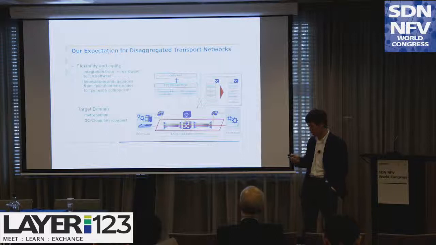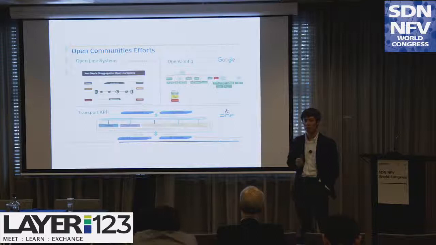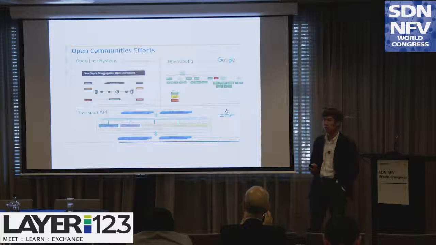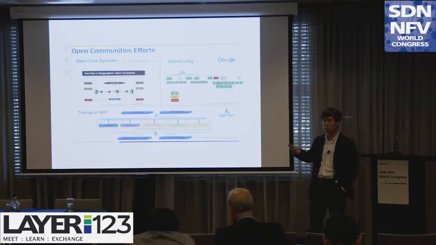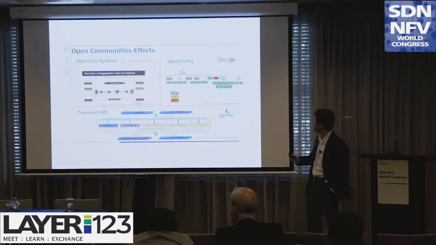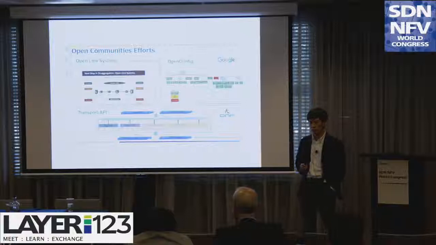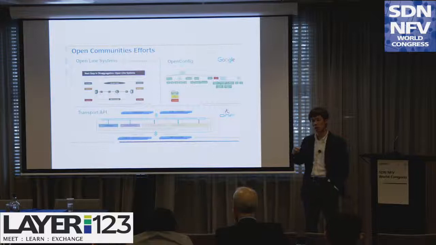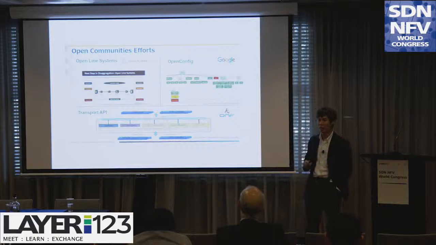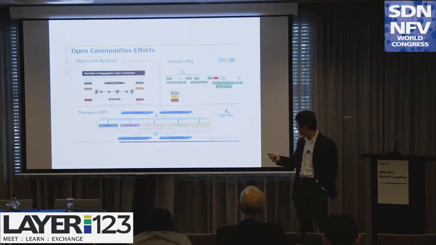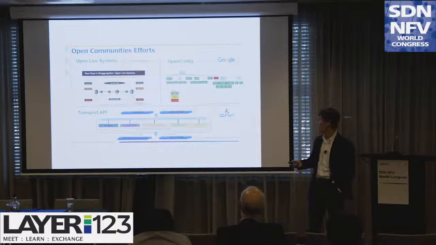We have already seen lots of effort in different open source communities. This is just an example of the whole picture. We have an open line system, which is defined in the Telecom Infra Project, TIP. I think we probably already have some talks in this conference about TIP. Also the OpenConfig activities, led by Google. They use these interfaces to control layer one devices, layer two devices, and layer three devices. And last but not least is the Transport API, which we call TAPI. This is mainly led by ONF. This API is mainly used to define the northbound interface of the SDN controller and also the southbound interface on the controller that directly interfaces with the devices.